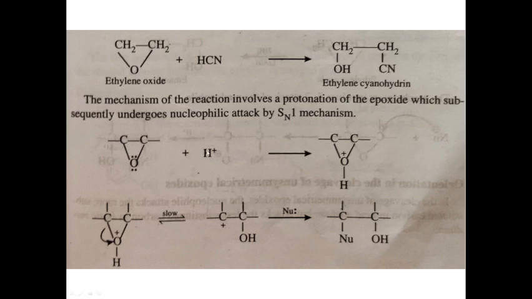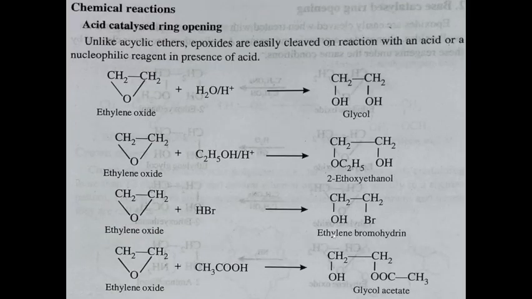Okay, so in the acidic medium, protonation takes place. The lone pair of electrons on the oxygen of the epoxide takes up the proton, and this becomes O+-H. Then the carbon-oxygen bond cleaves in order to neutralize the charge, and this is the slow step. We get OH on this carbon atom and a carbocation is formed here. Subsequently the nucleophile comes and attacks the carbocation, and we get the nucleophile attached to this carbon atom. So this is how the reaction shown here has taken place.